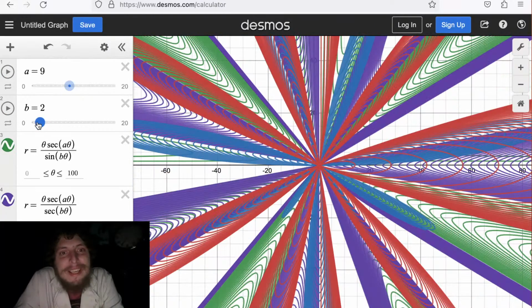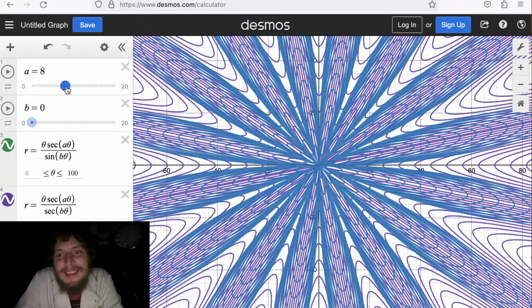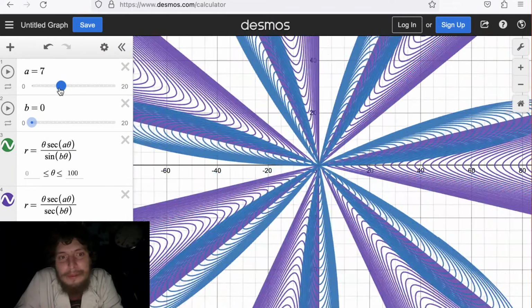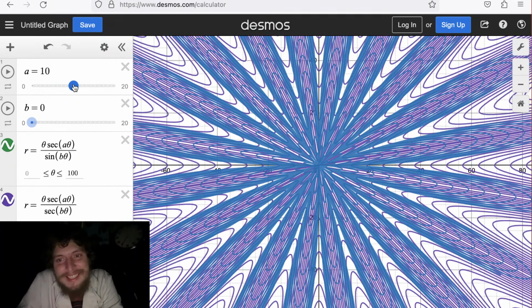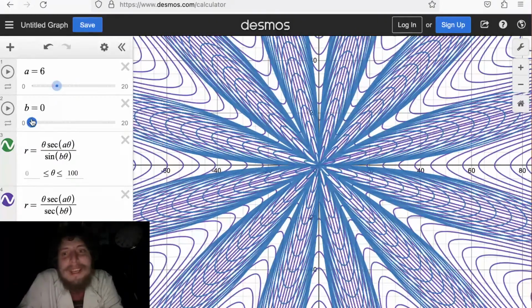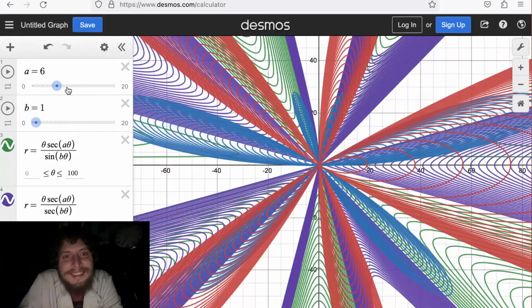So when B is set to 0, A makes these shapes where some of them, we're only seeing blues and reds when B is set to 0. When B is set to 1, we get all the colors.